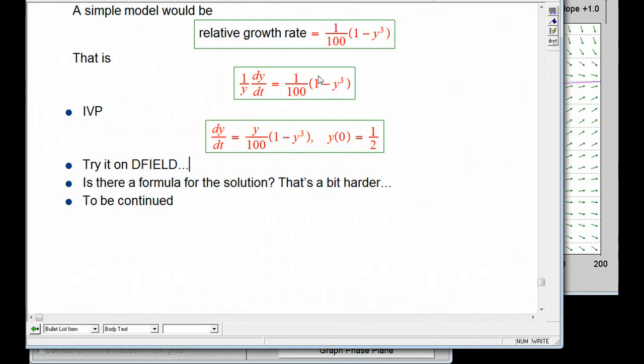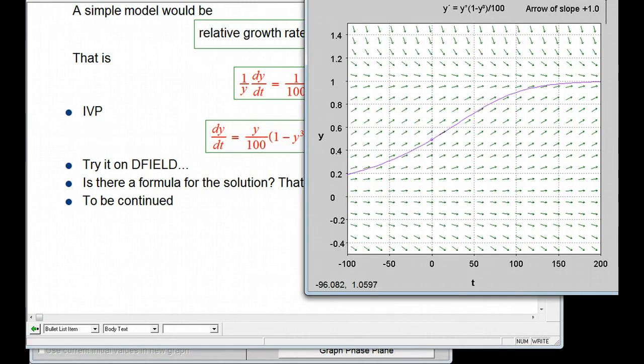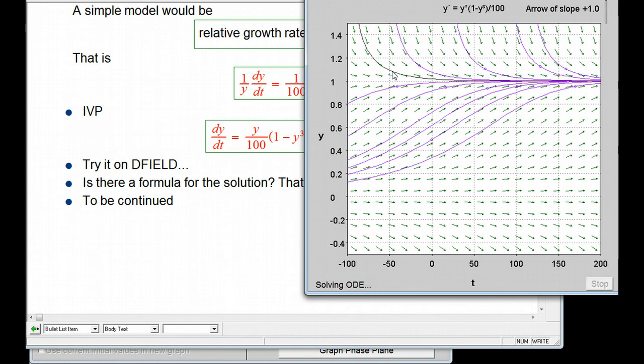Let's see if that makes sense with this formula. Remember that if I put in a y that's close to 1, this whole quantity is close to 0. That says that my mystery curve should have slope close to 0, and that's indeed what's happening up here, that as y gets closer to 1, all these arrows, no matter what the time is when I get there, flatten out. This is also predicting that if I start out with a population bigger than 1,000 people, bigger than y equals 1, people are either going to die or leave the island because there's not enough room for them.